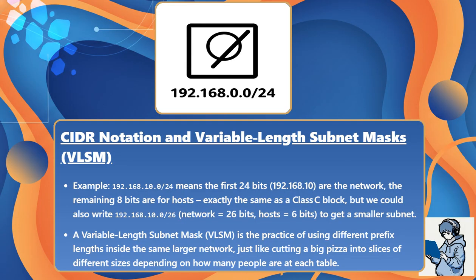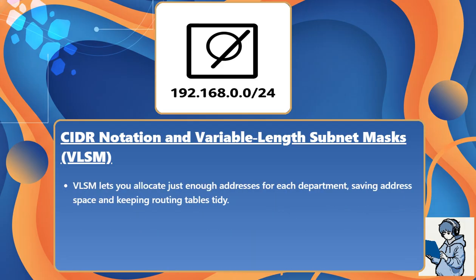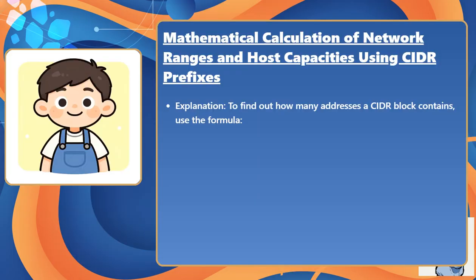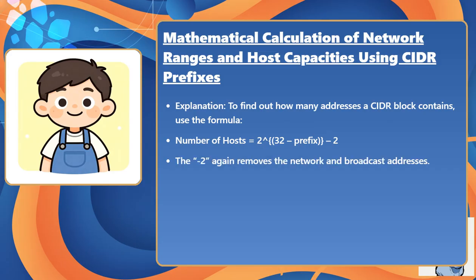A variable length subnet mask, VLSM, is the practice of using different prefix lengths inside the same larger network, just like cutting a big pizza into slices of different sizes, depending on how many people are at each table. VLSM lets you allocate just enough addresses for each department, saving address space and keeping routing tables tidy. To find out how many addresses a CIDR block contains, use the formula: number of hosts equals 2 to the power of 32 minus prefix, minus 2. The -2 again removes the network and broadcast addresses.